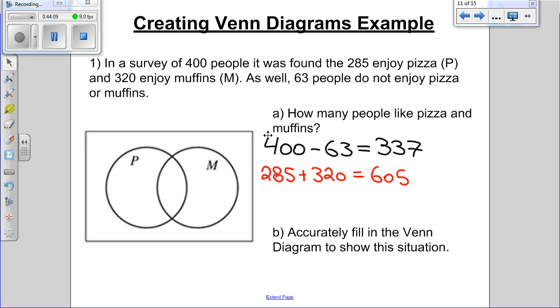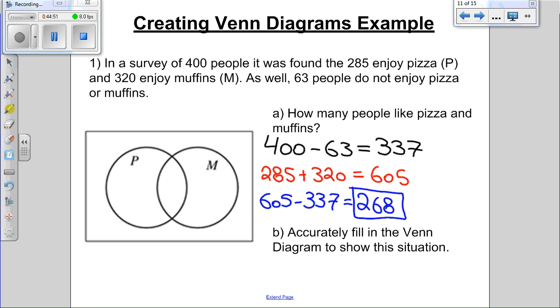Let's try it. So if we take 605 and we subtract off 337, what does that give us? It should be 200 something. 268? Those 268 people are the people who said yes to both things, because that's how many people you overcounted by. So that 268, that's going to be your middle section of your Venn diagram, because that's the people who like pizza and like muffins.